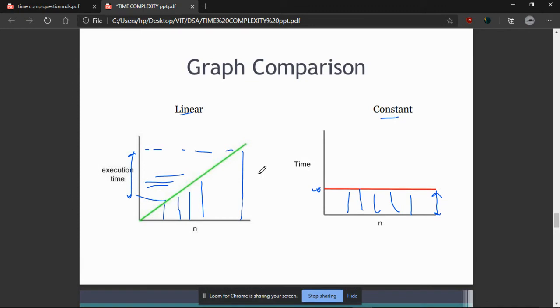Also, we should understand that it depends heavily on the system. If we have a nice high performing system, it will always give low time, which is better. And if we have an old PC and a system which is not high performing, it will have a higher execution time, which will take more time to execute the program.